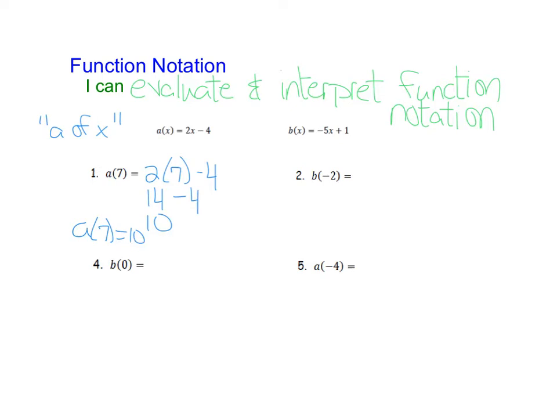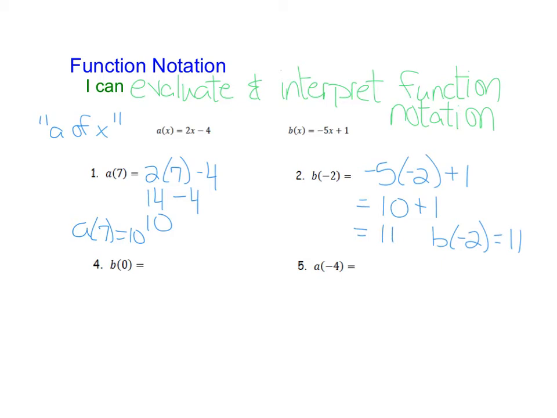Okay? b of negative 2. Well, up here we have b of x equals negative 5x plus 1. So b of negative 2 means wherever we see an x, we're going to substitute negative 2. Instead of x, we're going to write negative 2. So we're going to say negative 5 times negative 2 plus 1. So we got 10 plus 1, and we get 11. So b of negative 2 is 11. This means the function evaluated at negative 2 equaled 11.